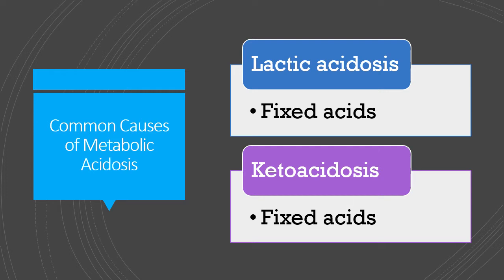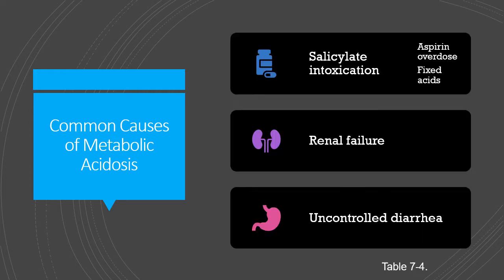Common causes of metabolic acidosis are lactic acidosis, a fixed acid problem, and ketoacidosis, also a fixed acid problem. Aspirin overdose also is a fixed acid problem. However, renal failure and uncontrolled diarrhea are a loss of hydrogen ions. All of these can contribute to metabolic acidosis.